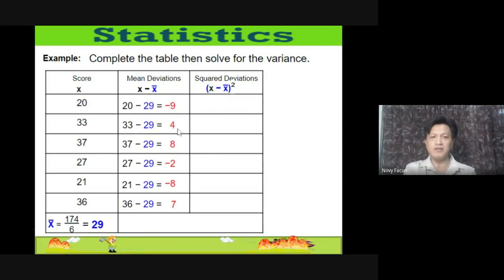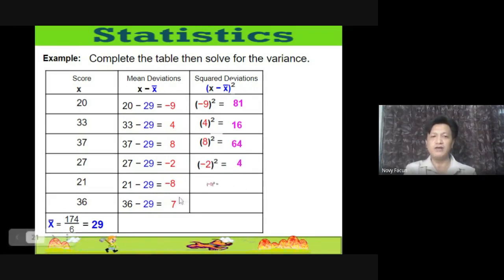Kapag nakompleto na natin yung deviation, meaning to say, you can now get the third column, which is the square deviation. Square lang natin kung ano yung nakuha natin dito sa second column. So, with that, you can now square. Meaning to say, multiply mo sa sarili niya. Kaya nga, negative 9 square, meaning to say, negative 9 times negative 9, kaya that is 81. Ito naman, 4 square, meaning to say 4 times 4, that is 16, di ba? 8 naman square, that is 8 times 8, kaya 64. Then, negative 2 square, negative 2 times negative 2, that is 4. Then, negative 8 square, that is 64, and 7 square, meaning to say 7 times 7, 49.